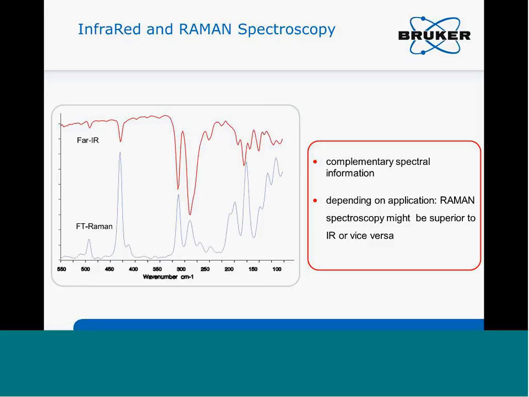For example, the C double bond is very weak in infrared but very strong in Raman. Pure oxygen or nitrogen do not show spectra in infrared because these molecules don't have a dipole moment, but oxygen and nitrogen can be seen in Raman spectroscopy. So depending on the chemical structure, you can use either Raman or infrared, or you can use both if you have no information about the sample.